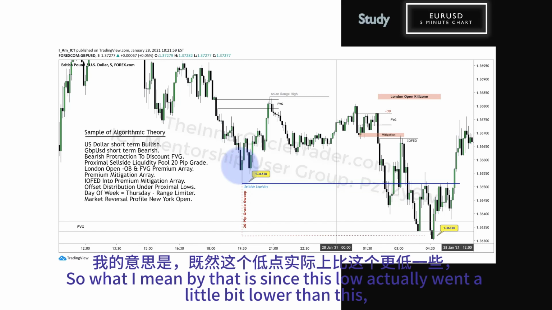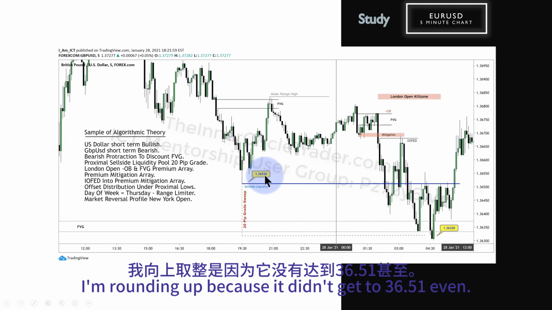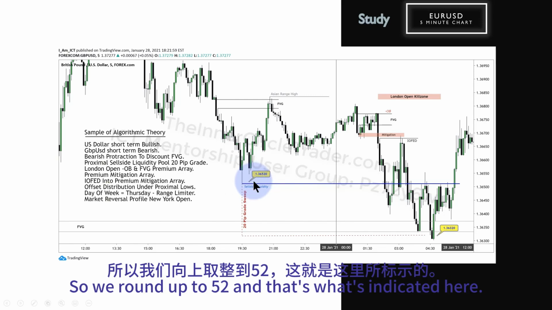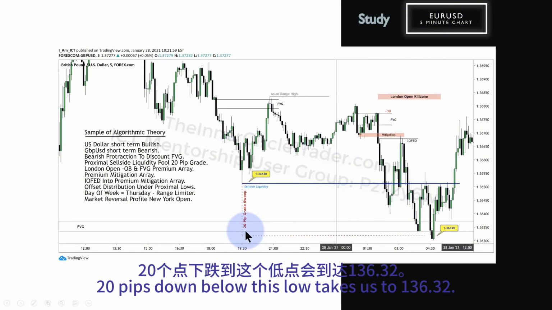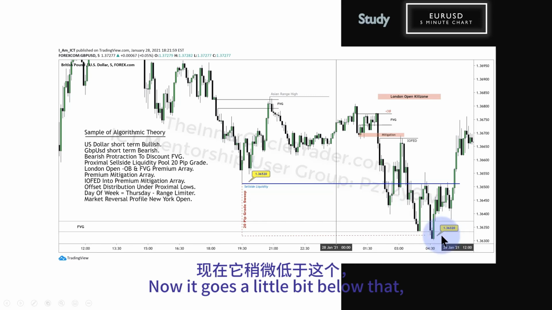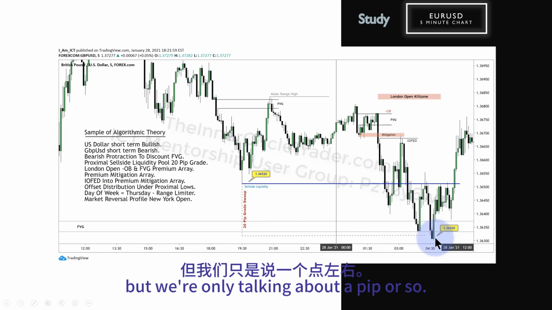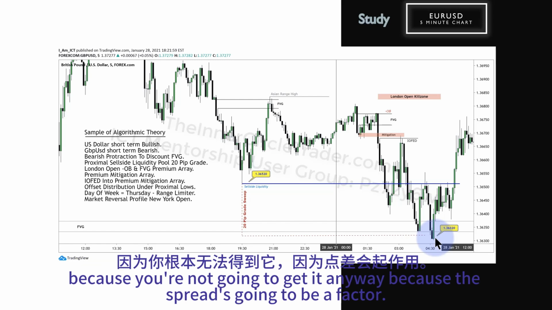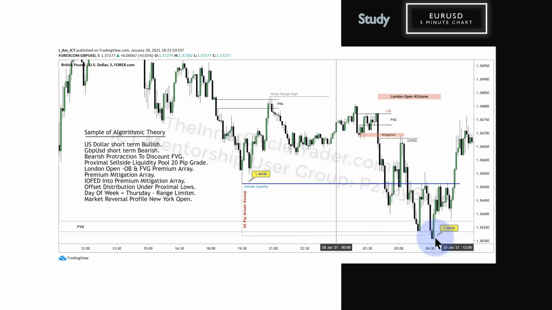What I mean by that is, since this low actually went a little bit lower than this, I'm rounding up because it didn't get to 136.51 even. It was a little bit above 51, but it was below 52. So we round up to 52, and that's what's indicated here. 20 pips down below this low takes us to 136.32. Now it goes a little bit below that, but we're only talking about a pip or so. If you're going to go crazy about not getting that absolute single pip, you're not going to get it anyway, because the spread's going to be a factor. But for your analysis sake, it's this precise.